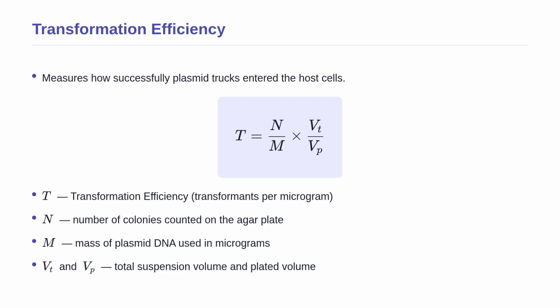If the number of colonies increases, our efficiency increases. If we use more DNA but get the same colonies, the efficiency decreases.